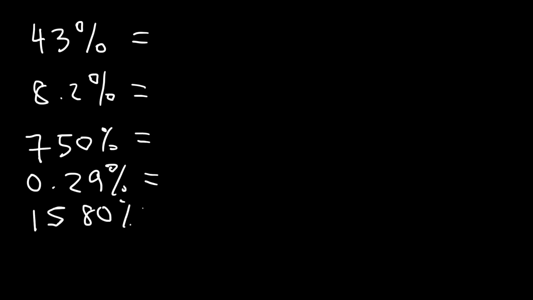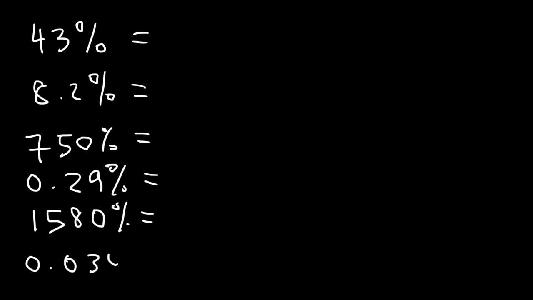That's a 5, by the way. Let me just rewrite that. So let's start with the first one. Let's move the decimal 2 units to the left. So the decimal has to be in front of the 4. So it's 0.43. That's 43%.